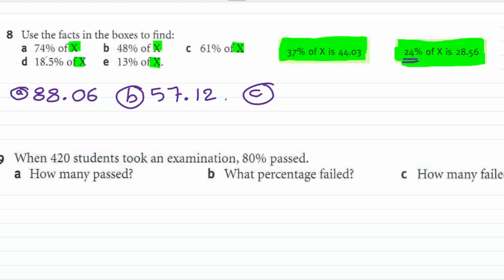37 plus 24 is equal to 61. So add the results of 37% and 24%. So 44.03 plus 28.56, that gives 72.59.